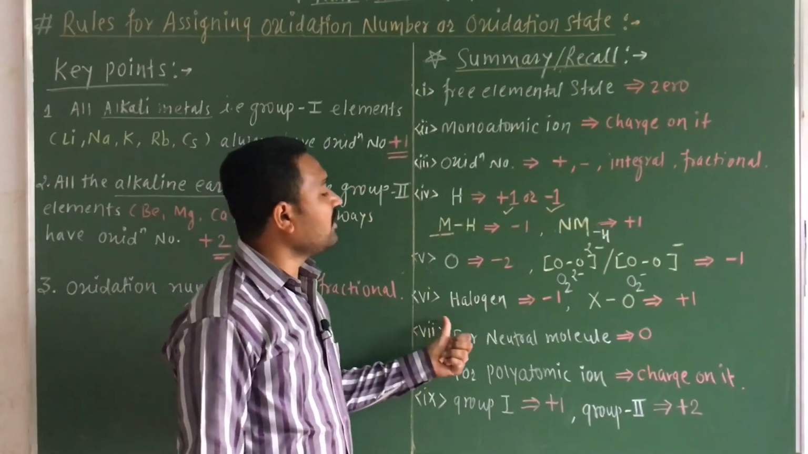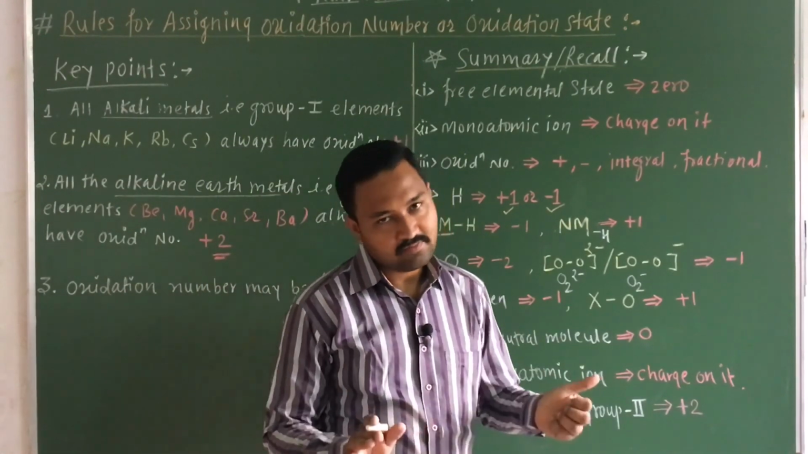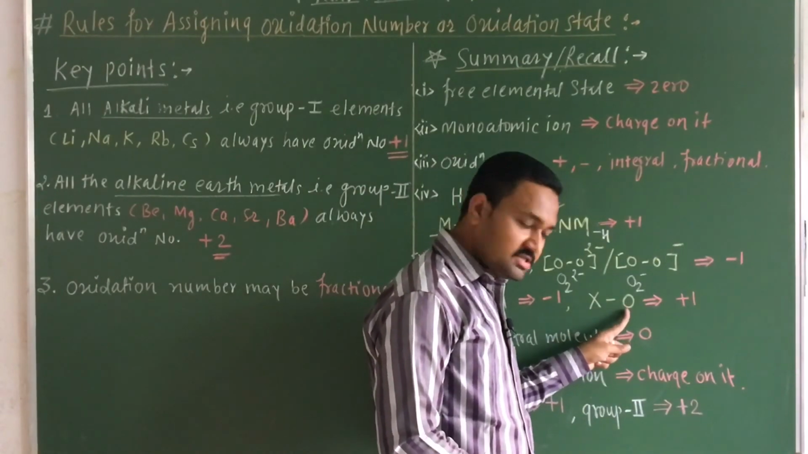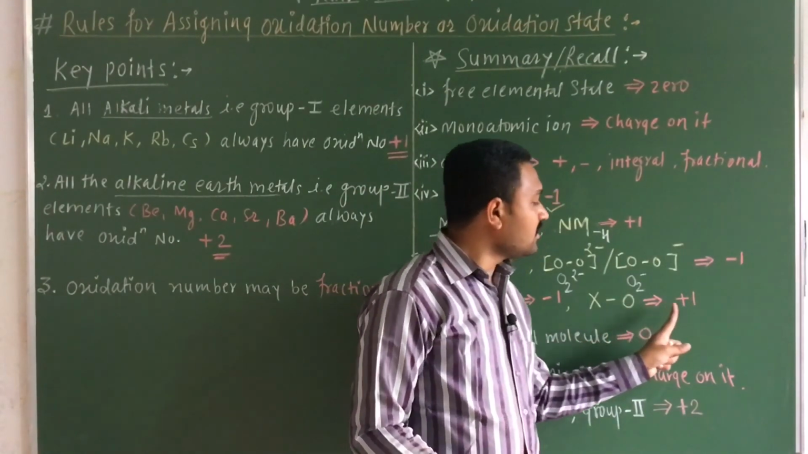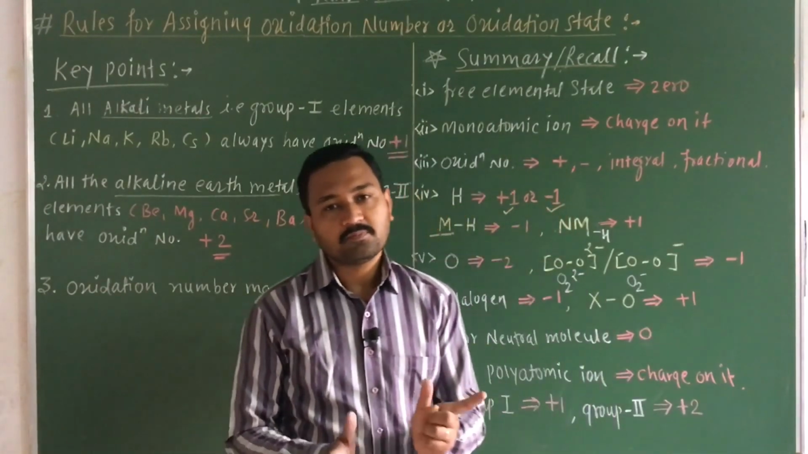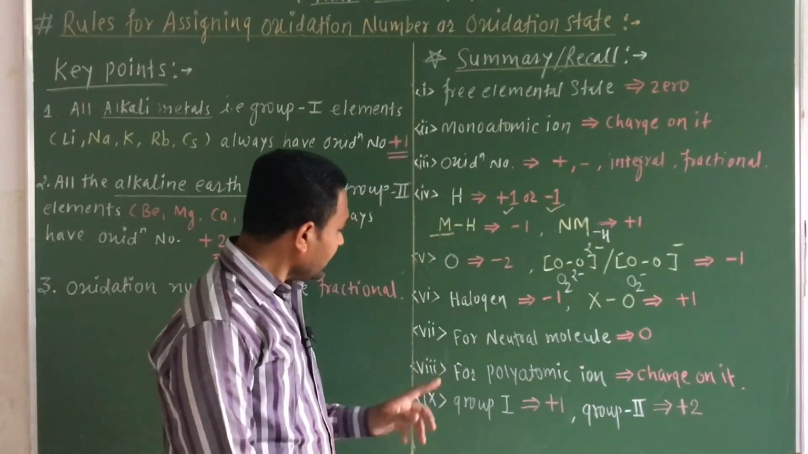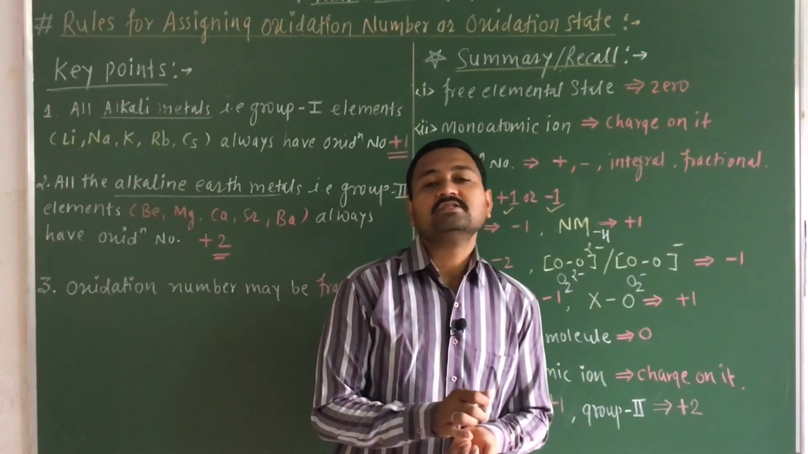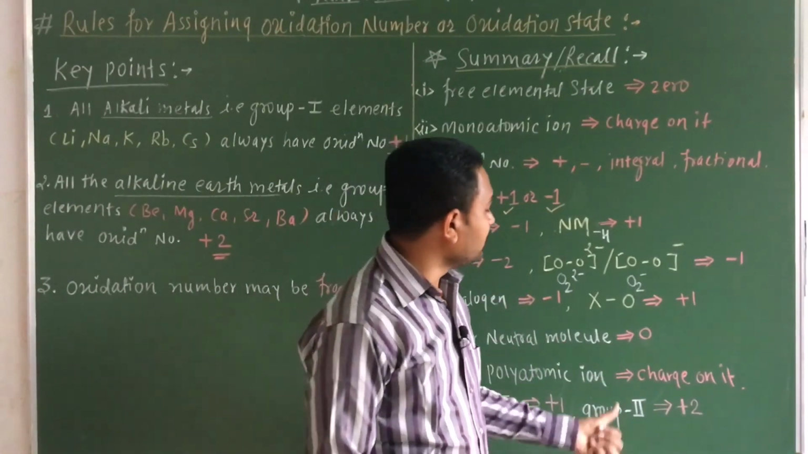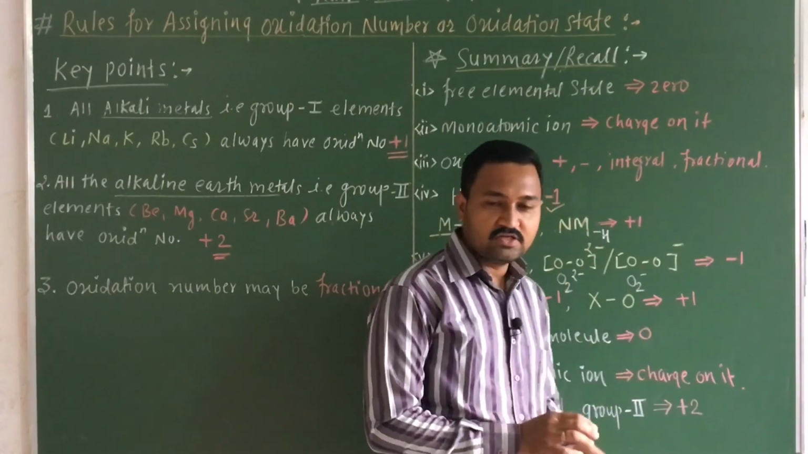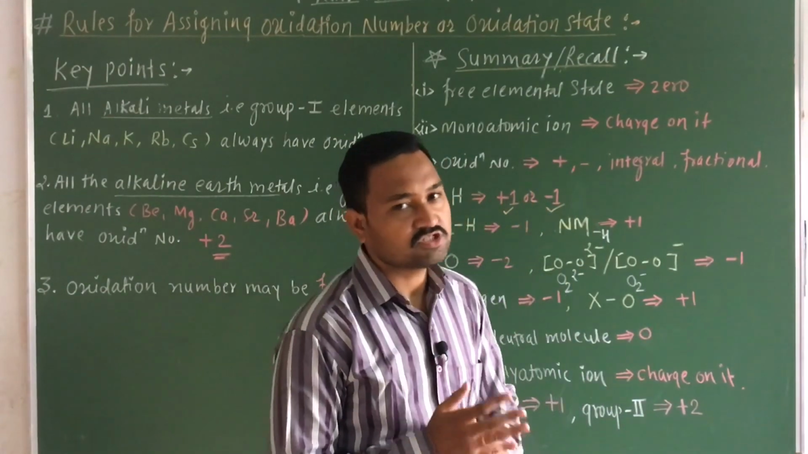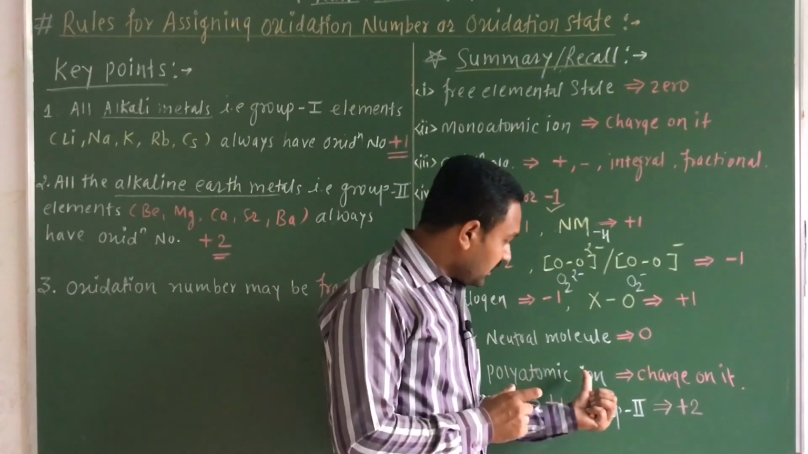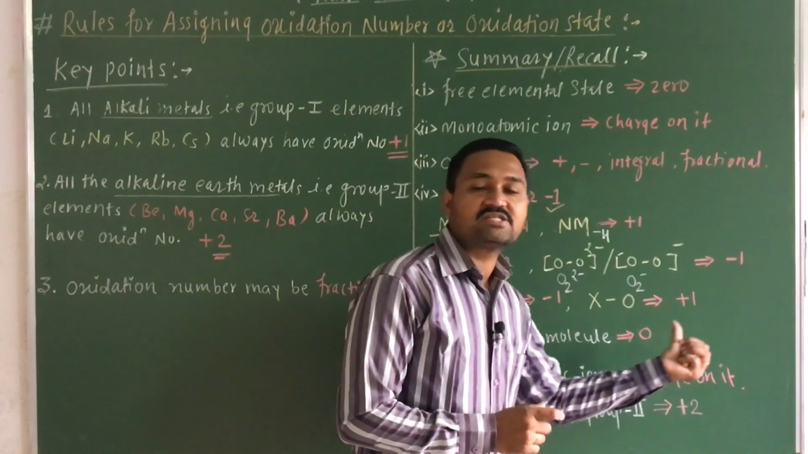Now next, all halogens show the oxidation number -1 except when the halogen is attached to oxygen. X is for your halogen atom, and it will show the oxidation number +1. Now next, rule number 7: for a neutral molecule, whatever the atoms, the algebraic sum of all atoms will come as 0. In short, a neutral molecule will show the oxidation number 0. Now for a polyatomic ion, its oxidation number will be the charge on it.